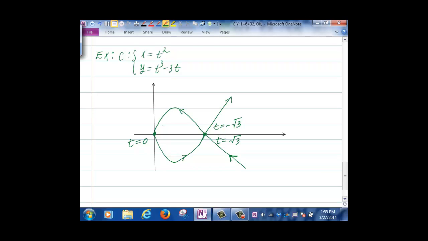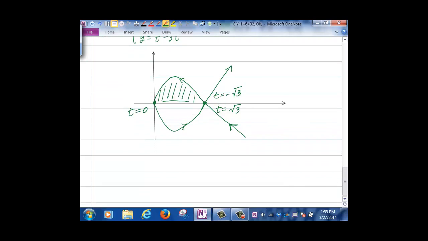So now suppose that I want to find the highlighted area between the x-axis and the curve in this loop. So how do I find that area? The point here has coordinates 3, 0. So the x value there is 3, the y value is 0. Of course, this point here is 0, 0, right? So what would be the area?